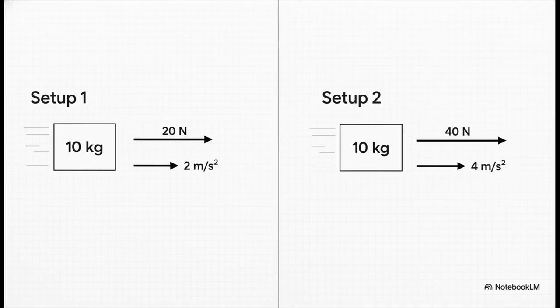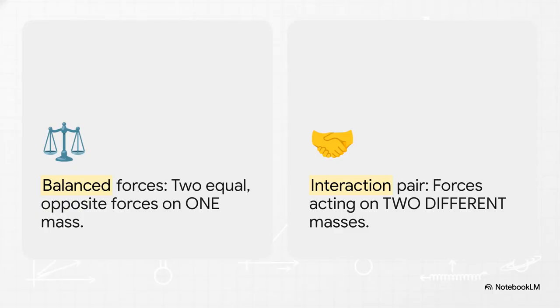Let's tackle part 1. If the net force increases on a constant mass, the acceleration increases proportionally. If we had pushed that 10-kilogram cart with 40 newtons instead of 20, the acceleration would just double to 4 meters per second squared. Makes sense, right? Now let's look at the second part of the question, which honestly trips up a lot of people. Let's clear up this common confusion.